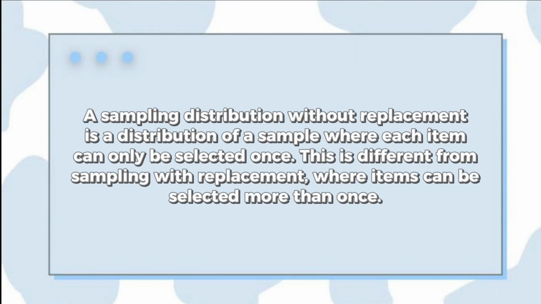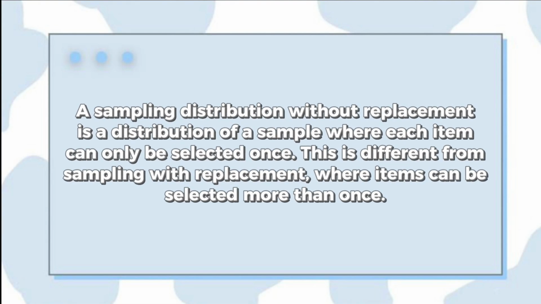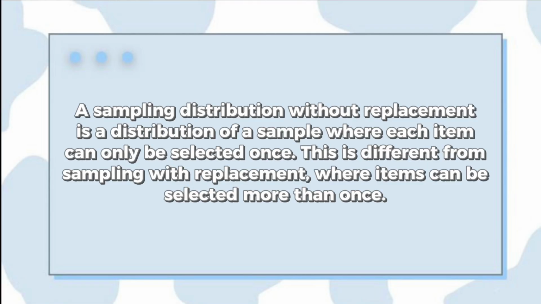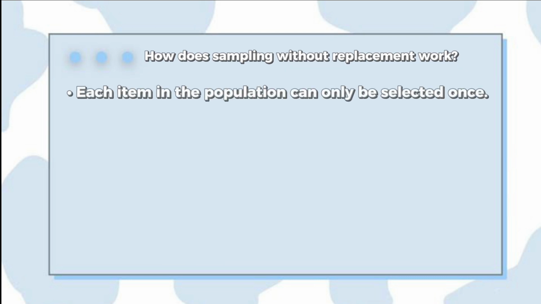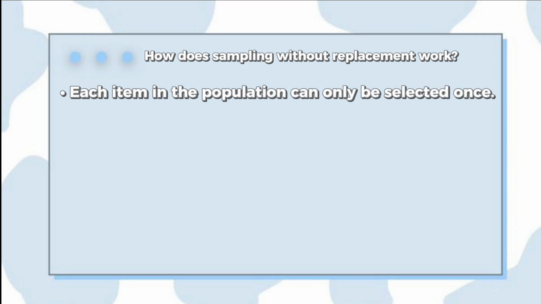So, a sampling distribution without replacement is a distribution of a sample where each item can only be selected once. This is different from sampling with replacement, where items can be selected more than once. How does sampling without replacement work? Each item in the population can only be selected once.